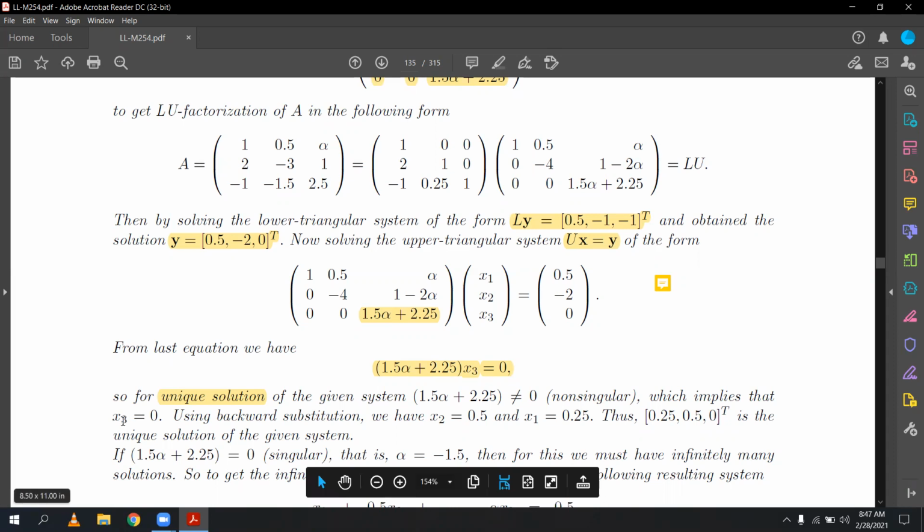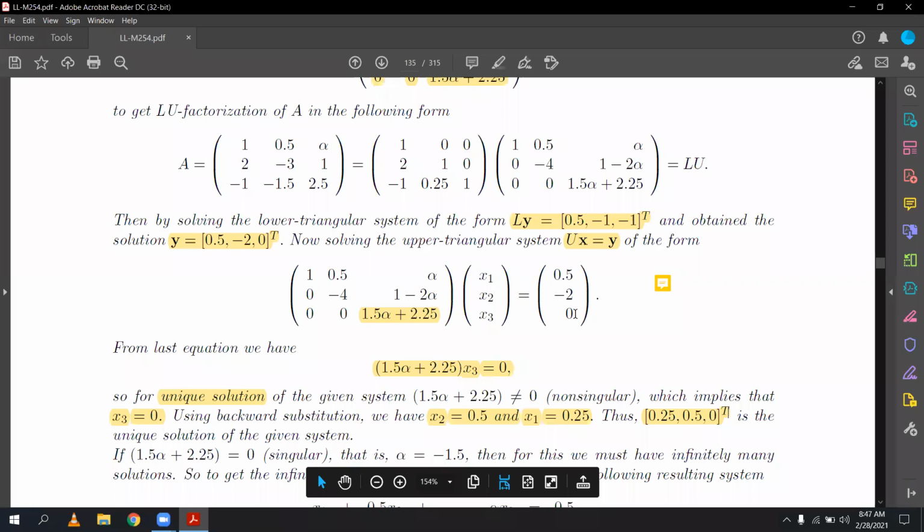It means your X3 equals 0. And when your X3 equals 0, we don't need the value of alpha here. Directly we can solve it. We can find out X2 with this. And you will get, inshallah, the unique solution here.